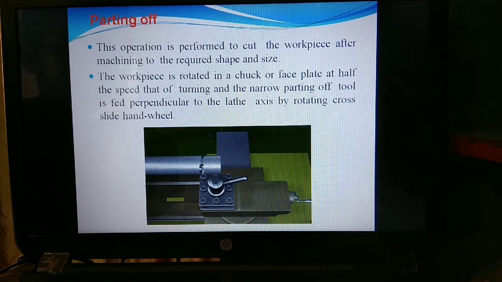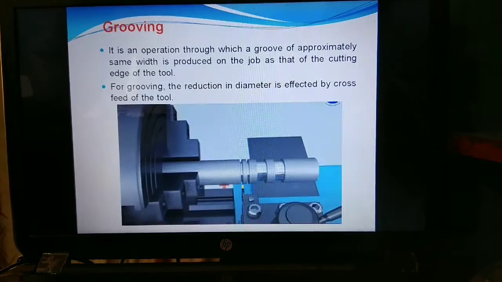Then the parting off operation. This operation is performed to cut the workpiece after machining to the required shape and size. The workpiece is rotated in a chuck or faceplate at half the speed of turning, and a narrow parting tool is fed perpendicular to the lathe axis by rotating the cross slide hand wheel.